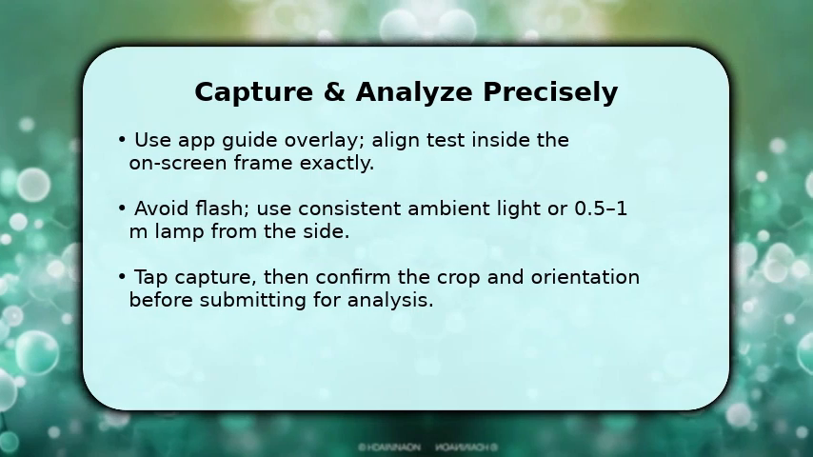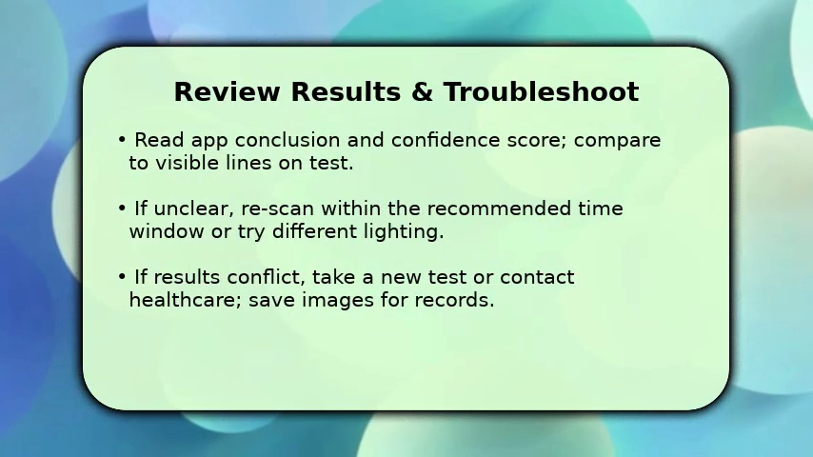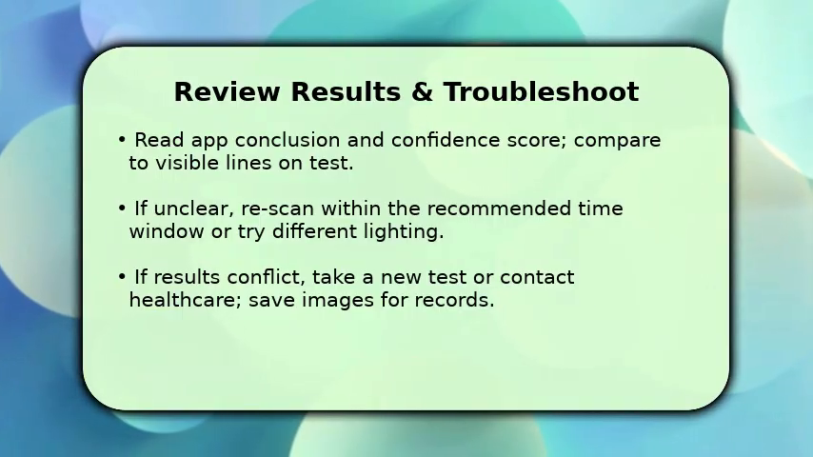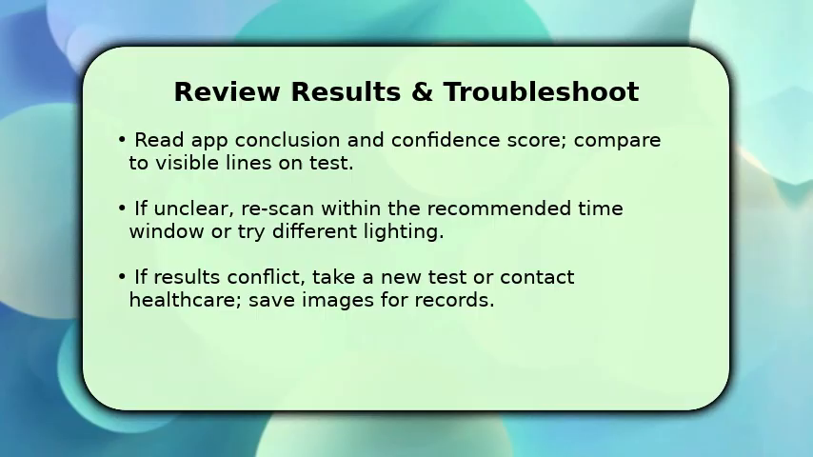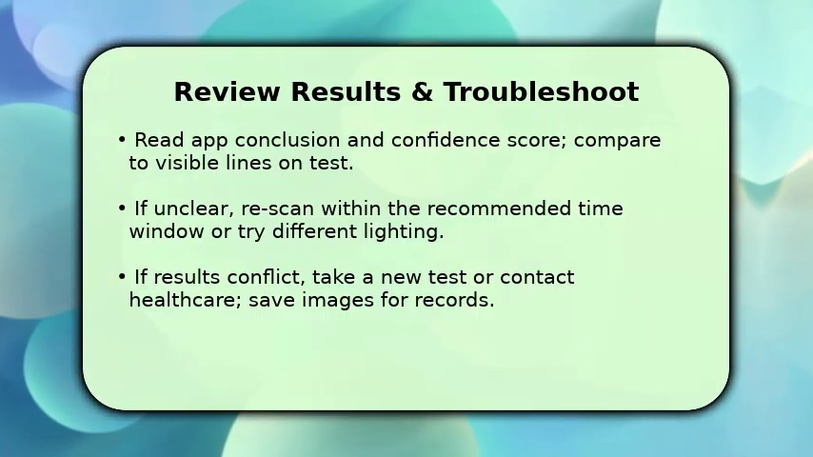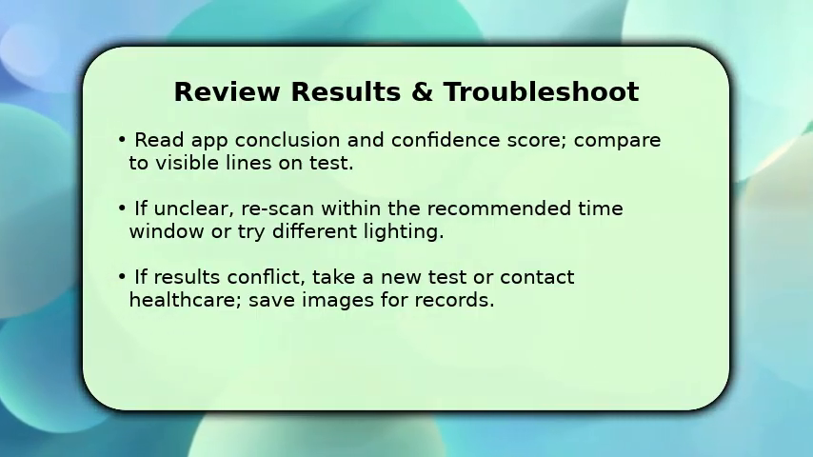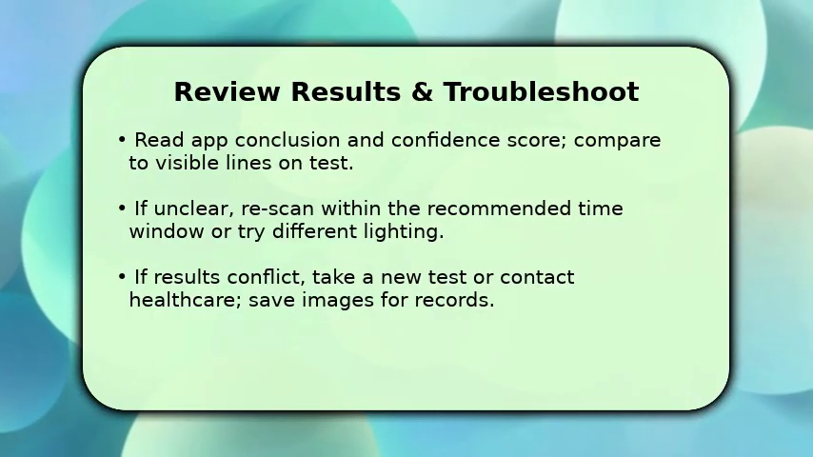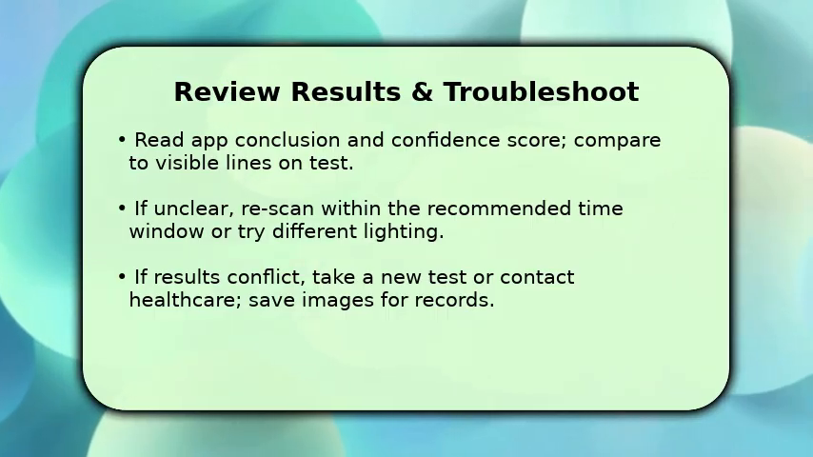When the analysis finishes, read the result statement and the confidence score. This tells you how certain the app is and helps interpret faint or borderline lines. If the result is unclear or low confidence, rescan with better side lighting or recheck within the manufacturer's recommended time window. Subtle lines can appear or fade.